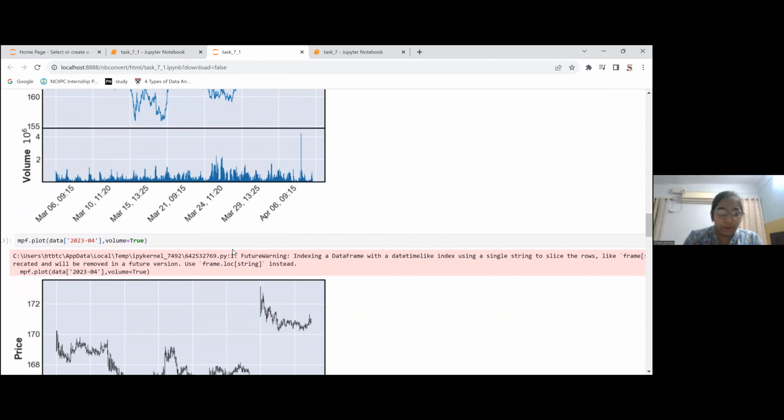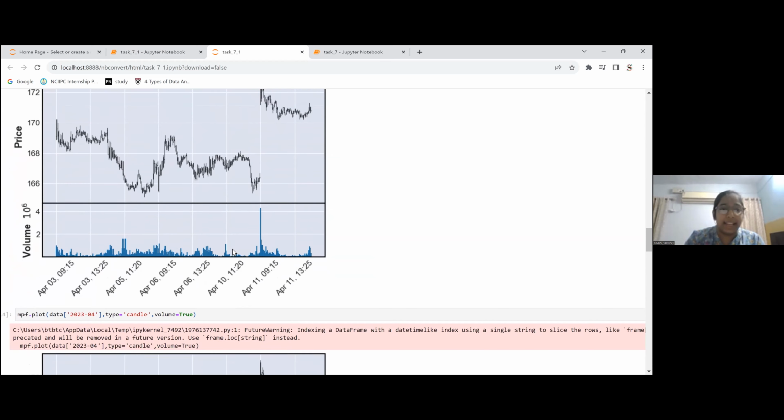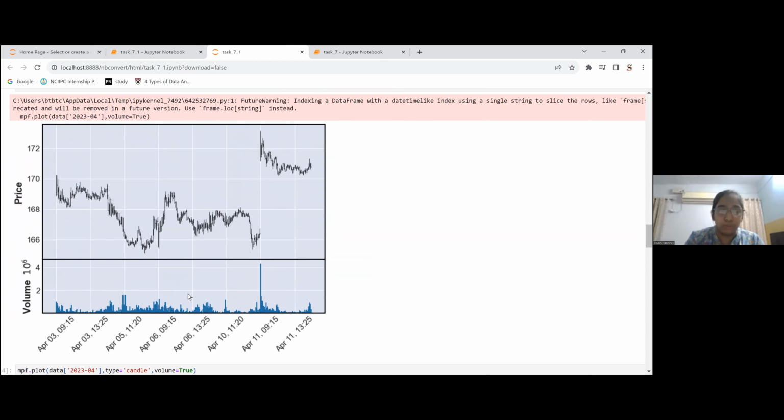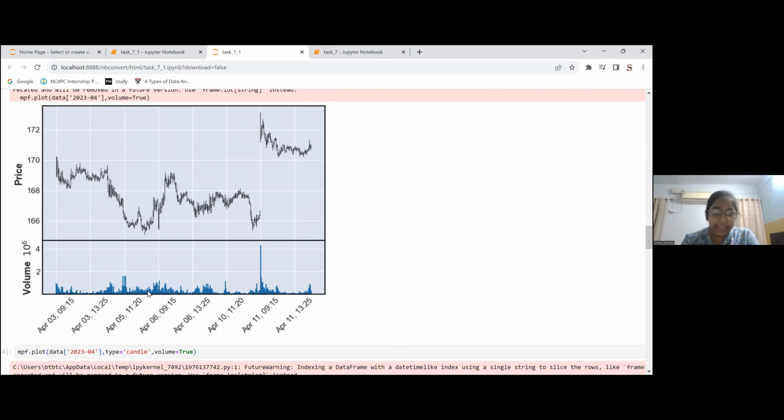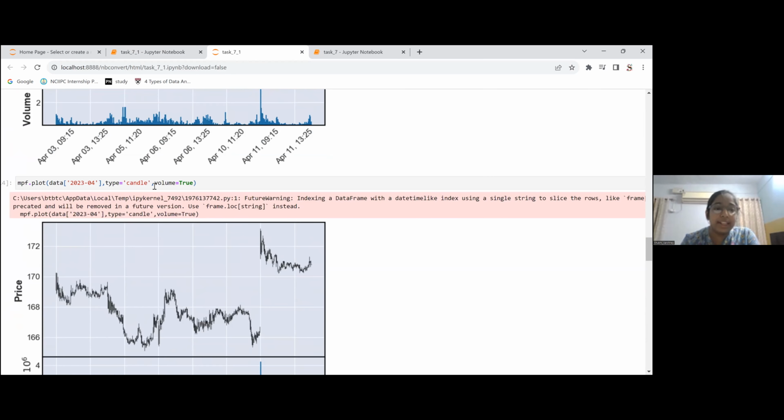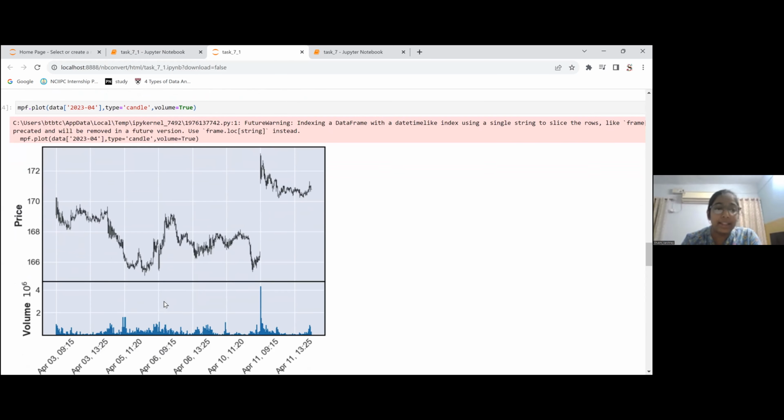Now, for the particular instant, I have plotted the same OHLC along with the volume, and then I have just plotted the candlestick type, which was my given task. Now here the problem arises that the candlestick is also looking like a line graph because of the amount of data.